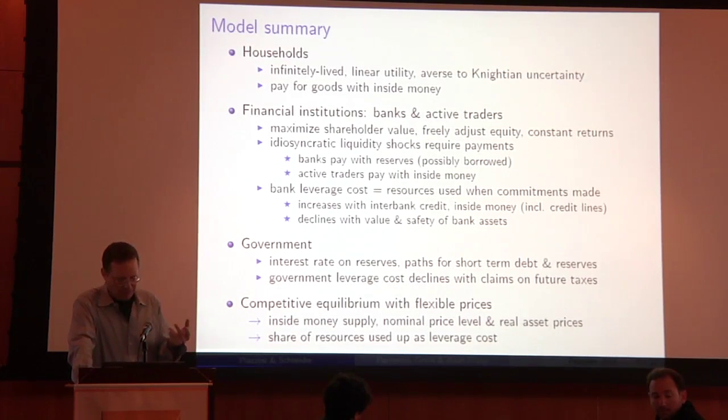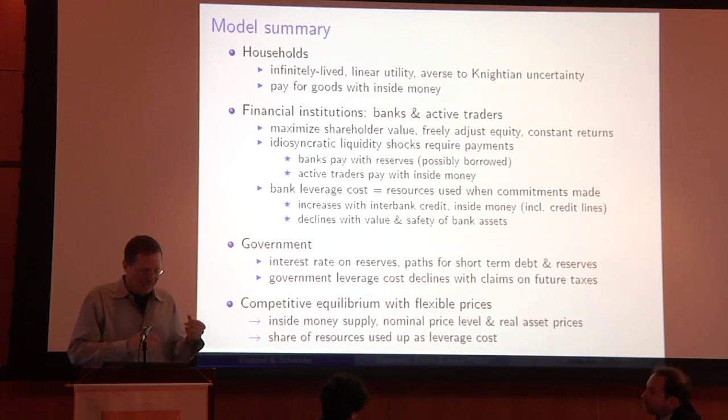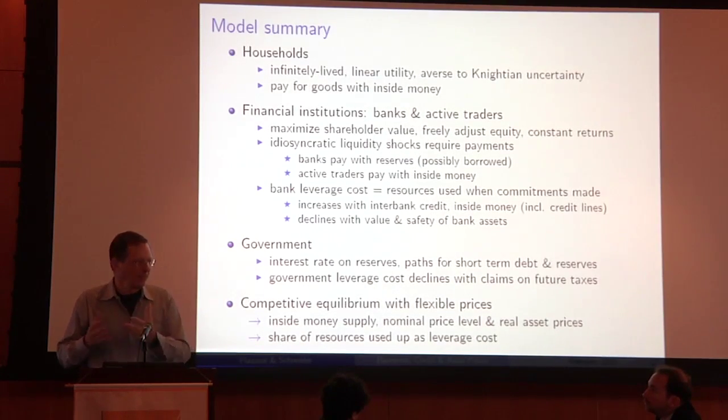We look for competitive equilibrium with flexible prices. And so the model determines inside money supply, the nominal price level, and then real asset prices, as well as the share of resources that's used up as leverage costs. And so when we talk about efficiency, the question is, how can we handle the transactions that are useful in the economy with the minimum amount of leverage costs that's incurred?